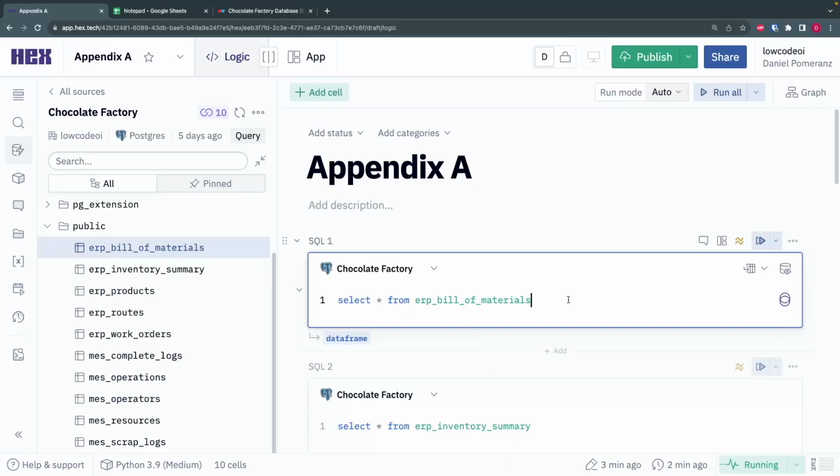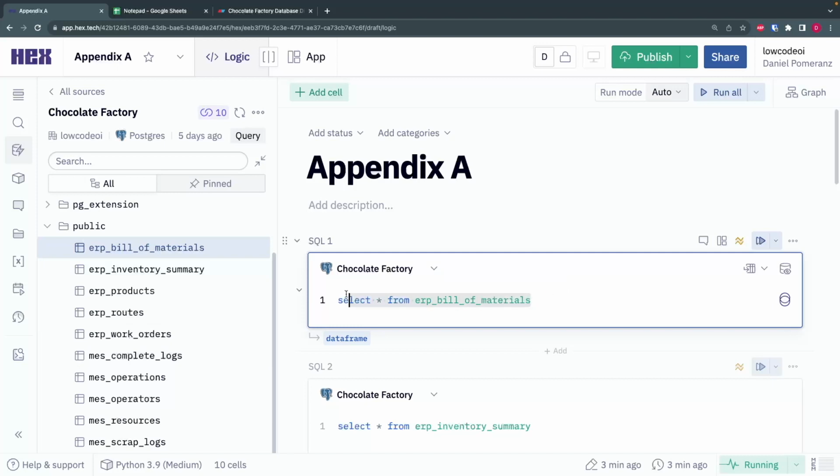How's it going? This is a quick video going over the tables in the Chocolate Factory dataset, calling it Appendix A. Let's start at the beginning. Going to go in alphabetical order through the 10 tables. Again, 5 of these are simulated ERP types of tables, and 5 of these are hypothetical models for what you might see in an MES system.